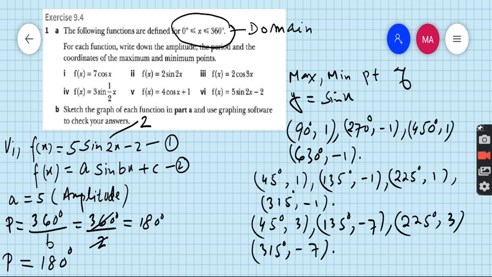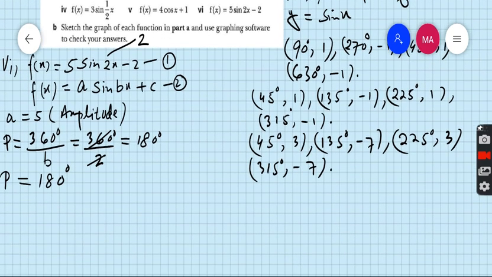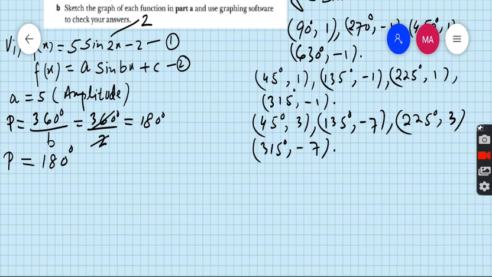Now come to part B, that is, sketch the graph of each function in part A and use graphing software to check your answer. So we will use the same strategy which we have used in part 5.